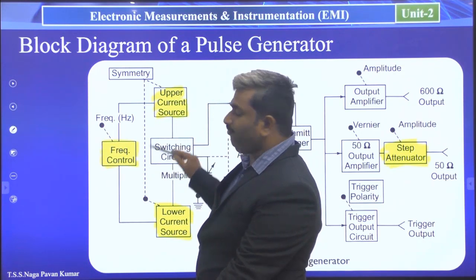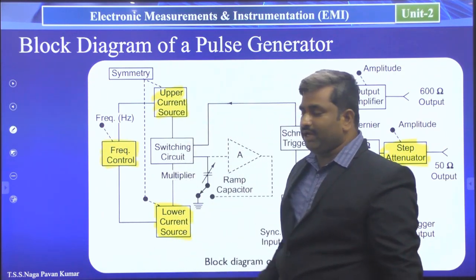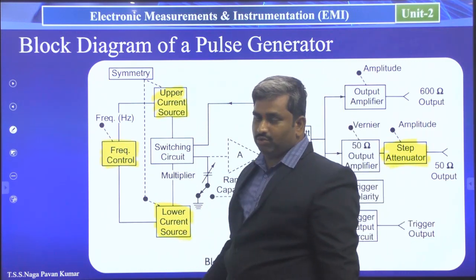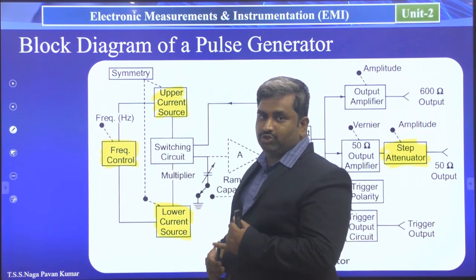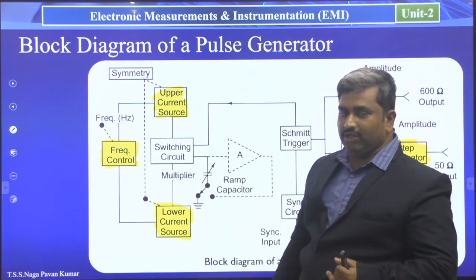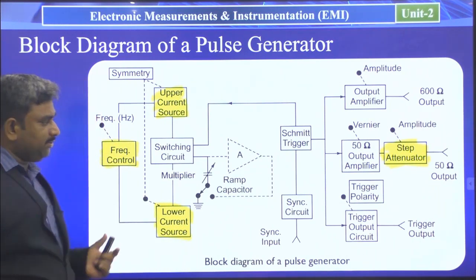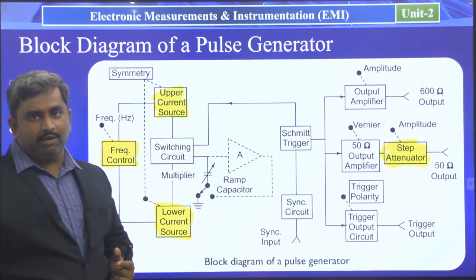It consists of attenuators and frequencies. With the upper constant current source and lower constant current source, we are providing the magnitude, that is the amplitude of the signal, and frequency also we are defining here only. This block diagram is almost similar to the function generator block diagram.